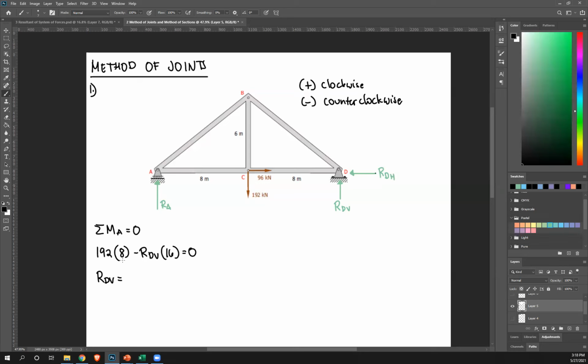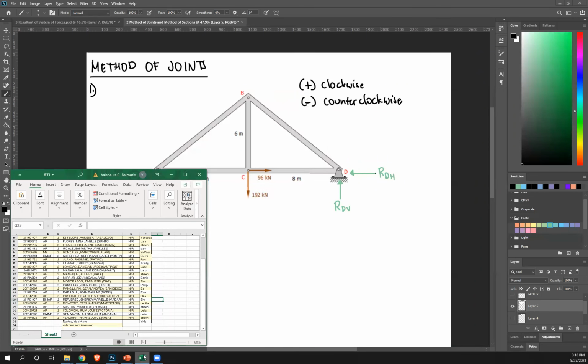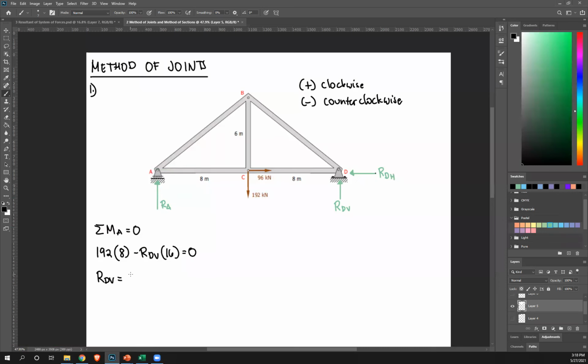Correct, it's 96. Correct, Beatrice and John, Aragua and Pascual. Wow. Okay. It's 96. Unit, as you can see, we're in kilonewtons. Positive answer, therefore my assumption for the direction of RDV is correct. It is indeed upward.